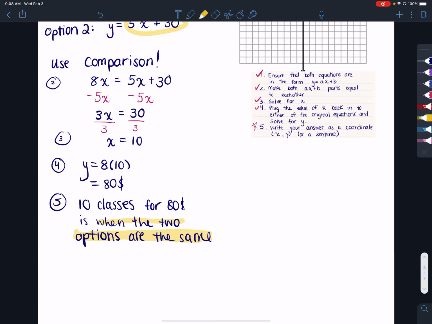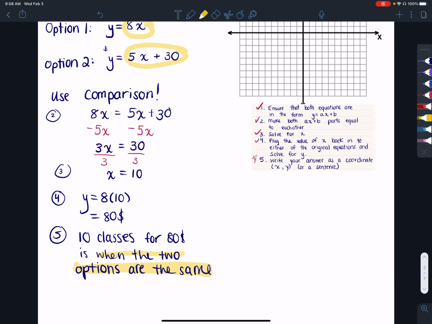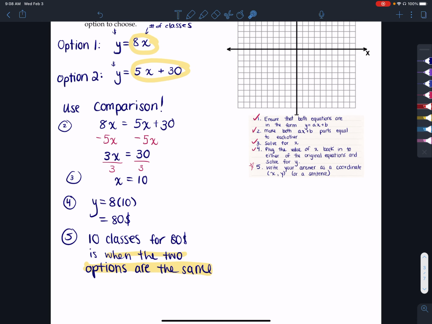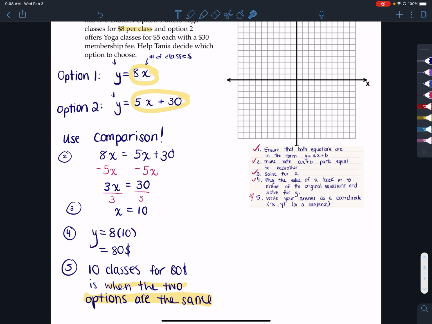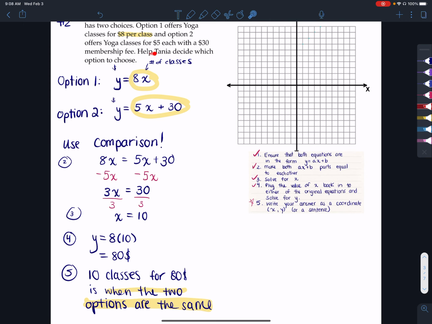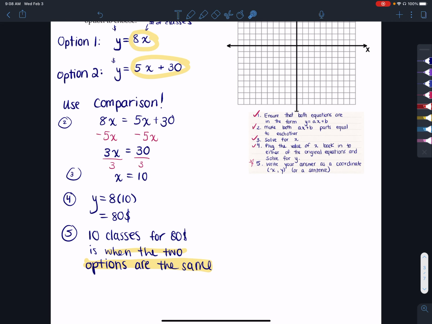Okay, so now we've done our system of equations, our comparison method. Now we need to use this answer to answer the question, right? This question isn't asking us at what number of classes and for how much money is option 1 the same as option 2. You're being asked to help Tanya decide which option to choose, but that answer largely depends on Tanya. It depends what she wants.